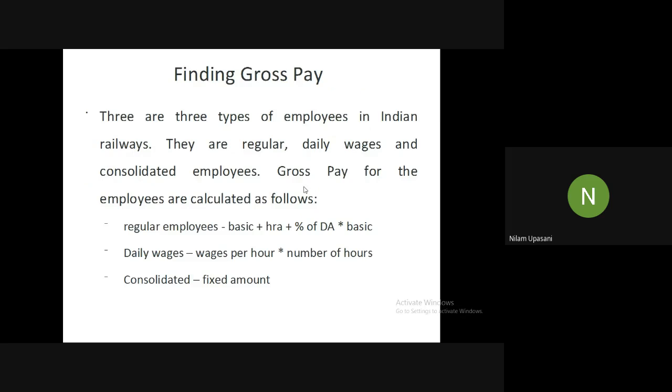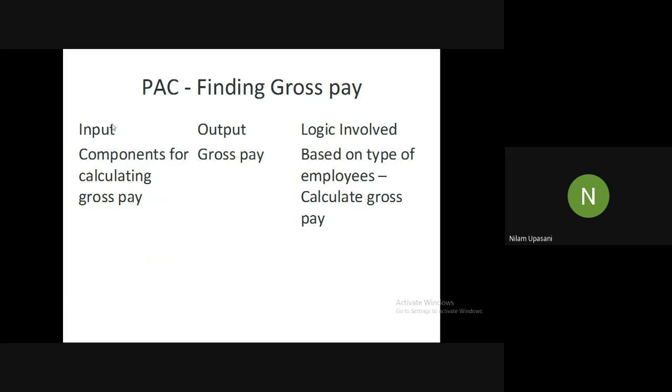What is the difference in input? Like here we need basic, HRA and DA. Here we need these two parameters as input, and here we need this one parameter. So input is different. What about output? Output is same. It is gross pay. What output we'll get from this function? Just gross pay. Okay. Output is same.